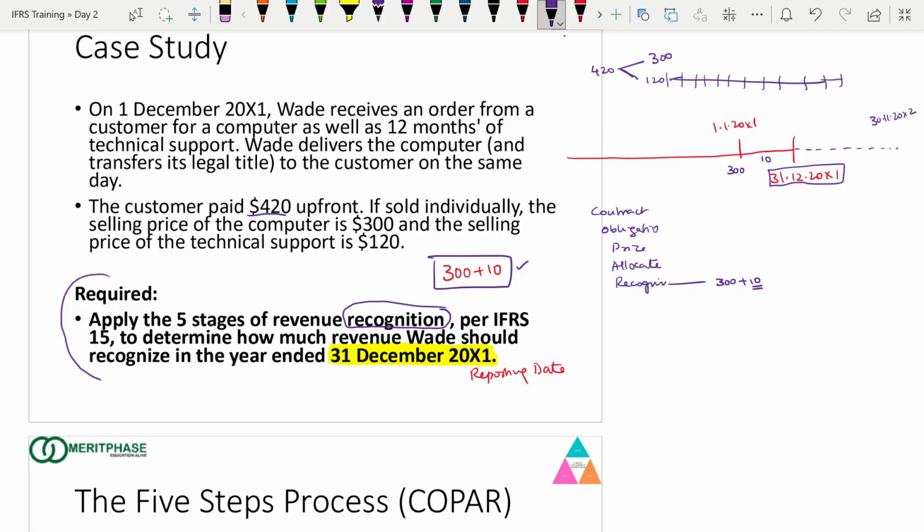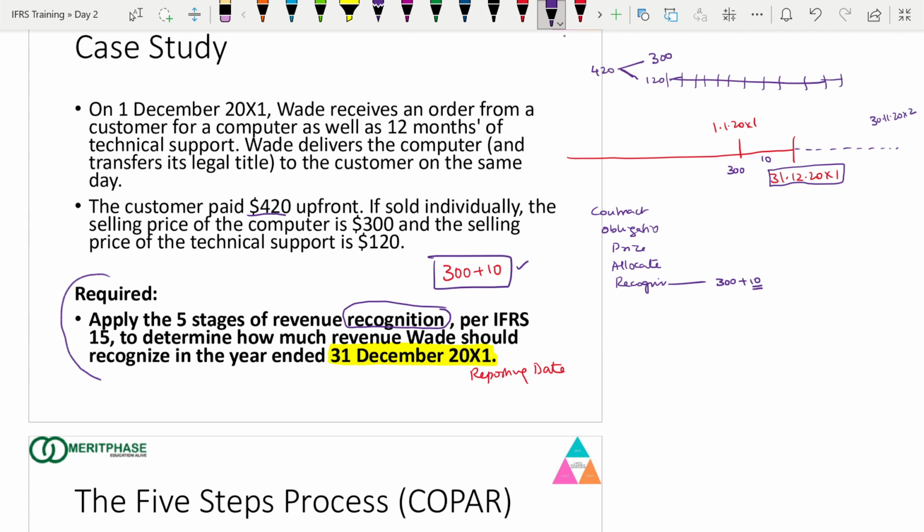Yes. One hypothetical question. If the title is transferred at the end of the contract. It says it transfers legal title immediately on the same day. Hypothetical question: if the title is transferred after or at the end of the contract, then the recognition would be a little different. When you are paying 300, why would he transfer at the end of the contract? That's what I said, it's a hypothetical question.